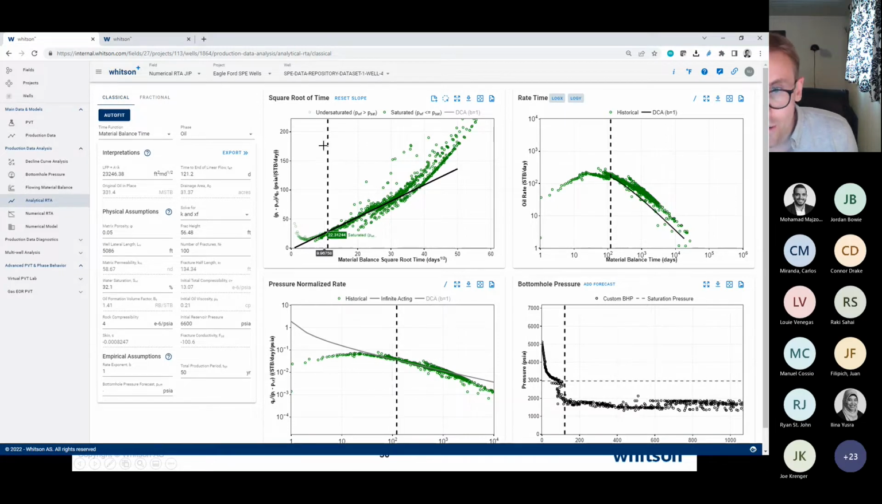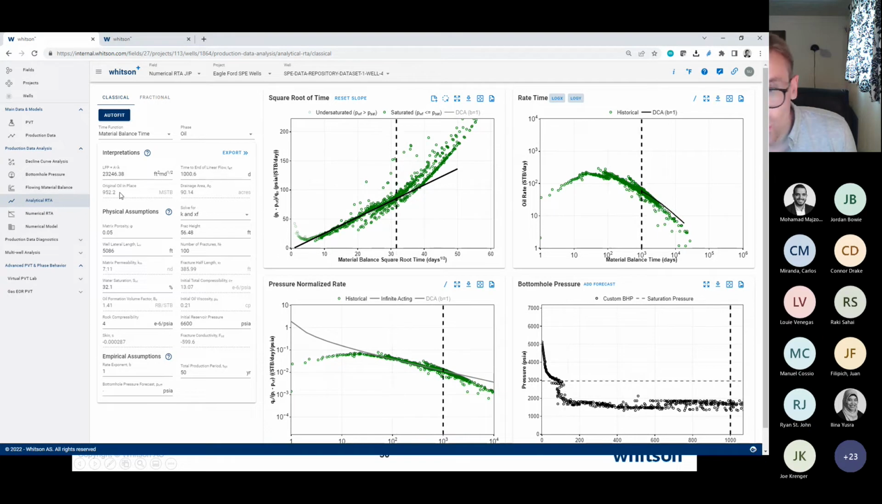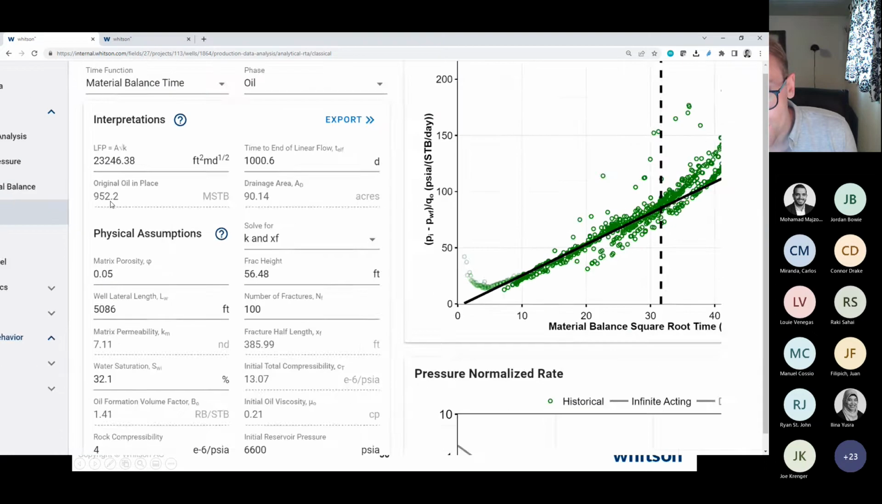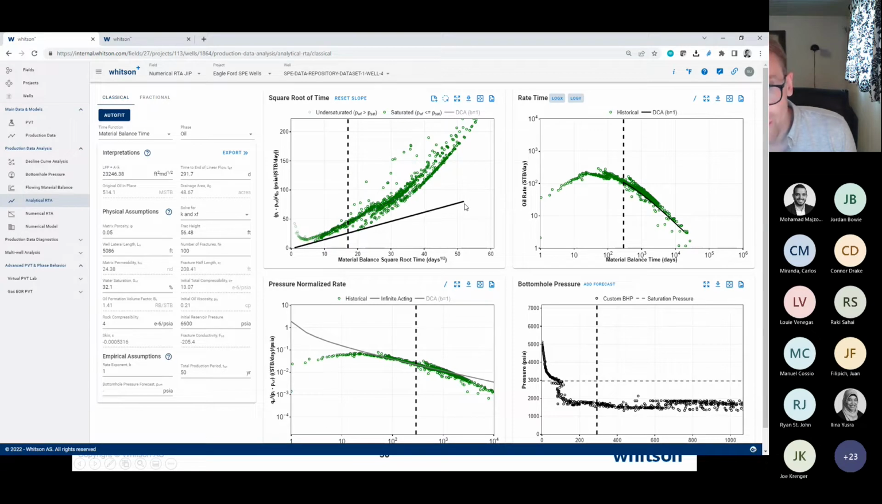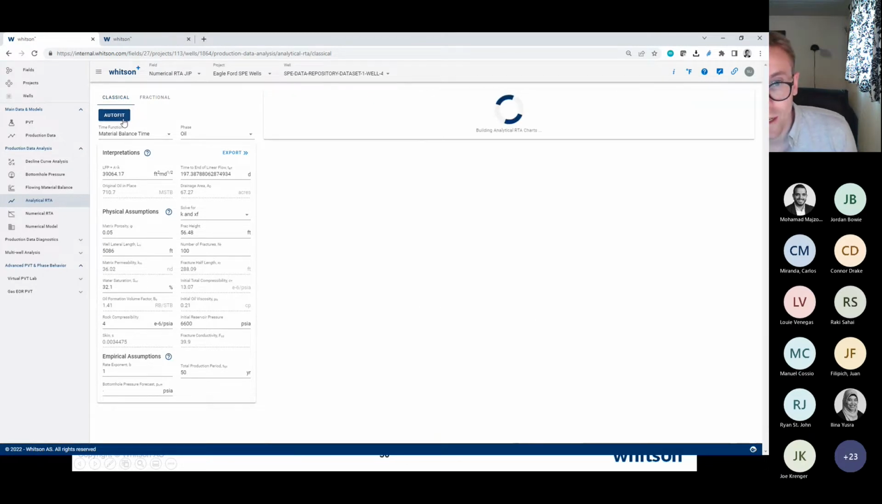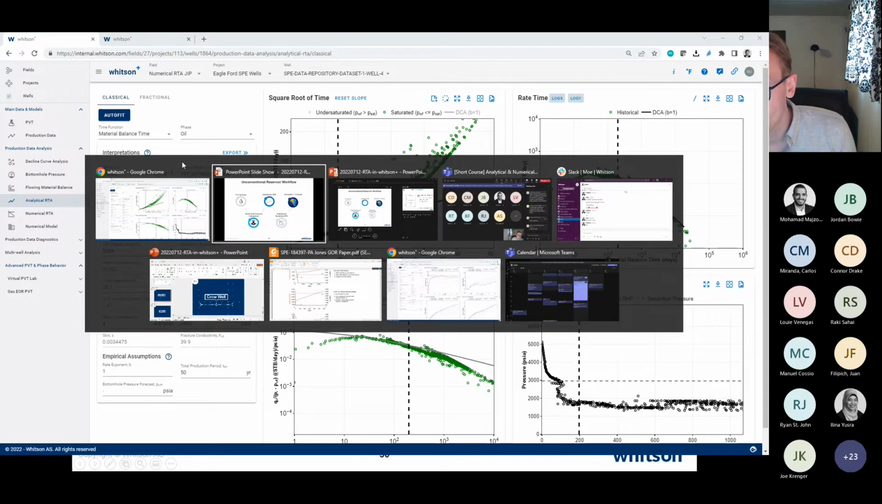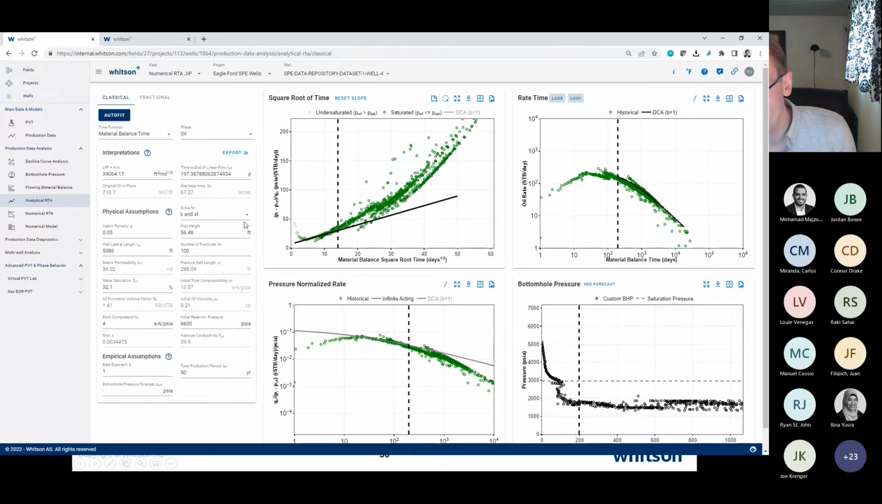If I move this line here, you see that if I move it more to the right, the time to a linear flow curve, that changes my oil in place estimate. It doesn't affect my A root K estimate. But if I make this less steep, my LFP goes down. If I make it more steep, my LFP goes up. And then I can use this AutoFit functionality right here as well. And I'll go ahead and answer a few of these questions just after this quick demo.